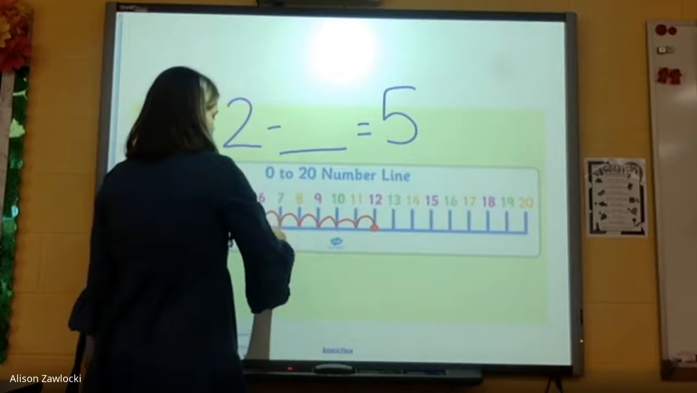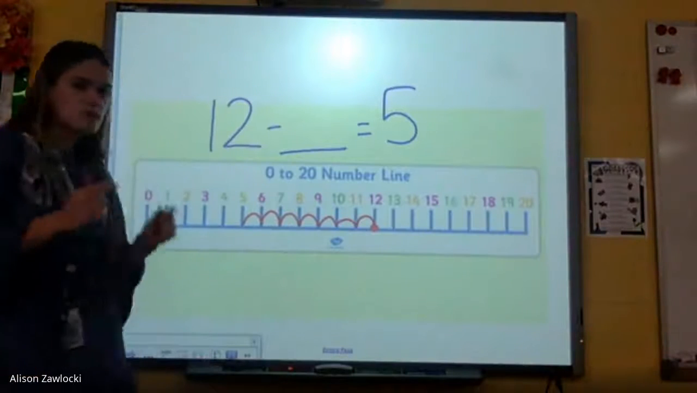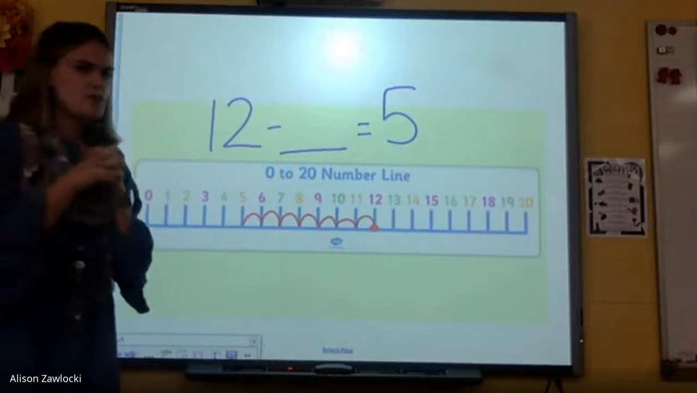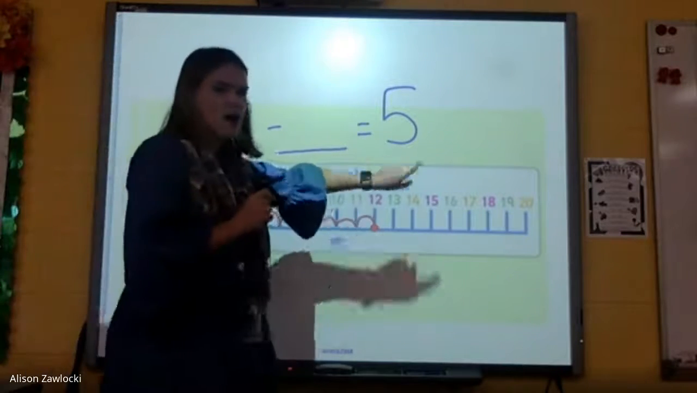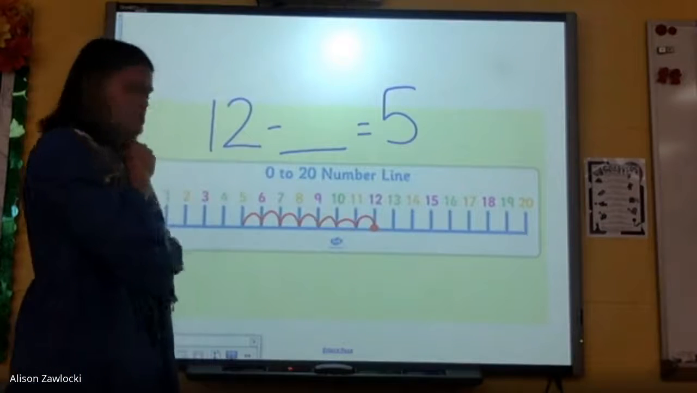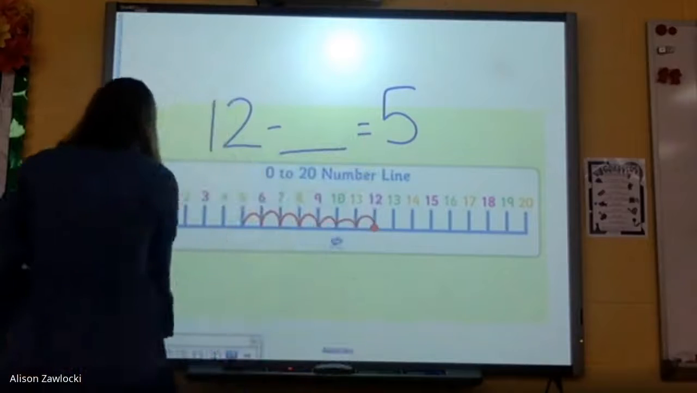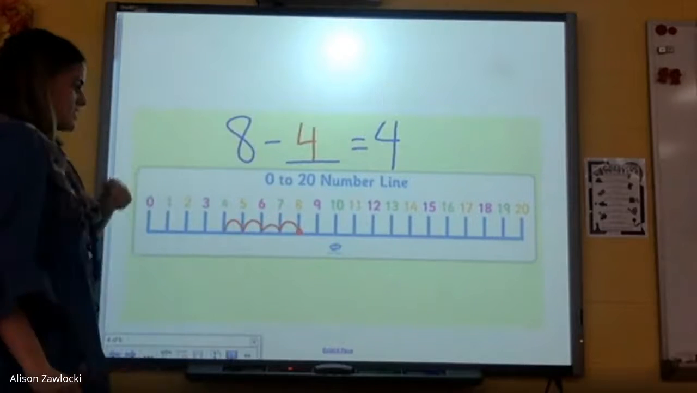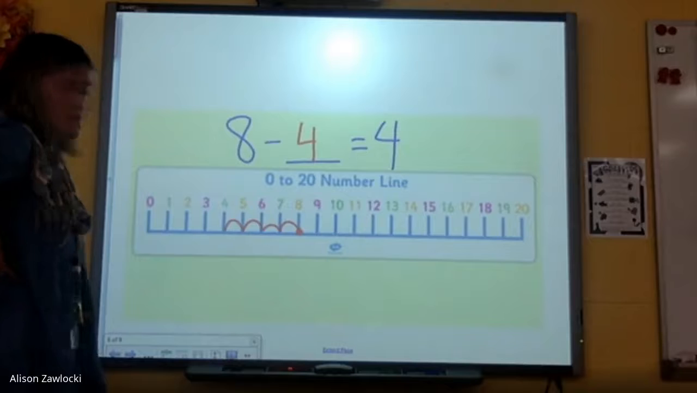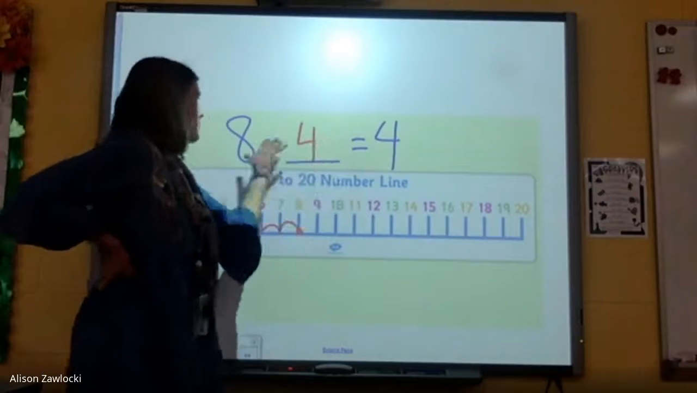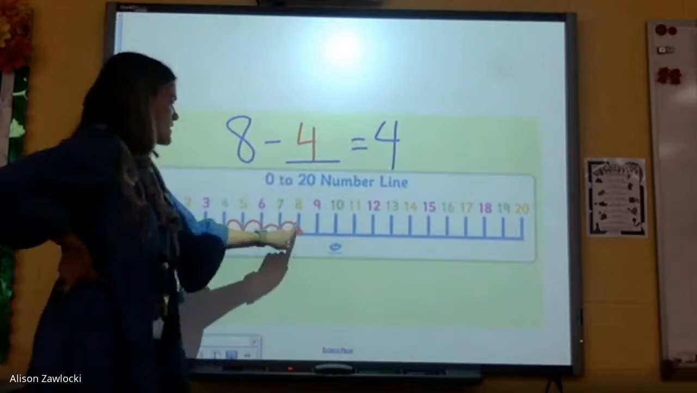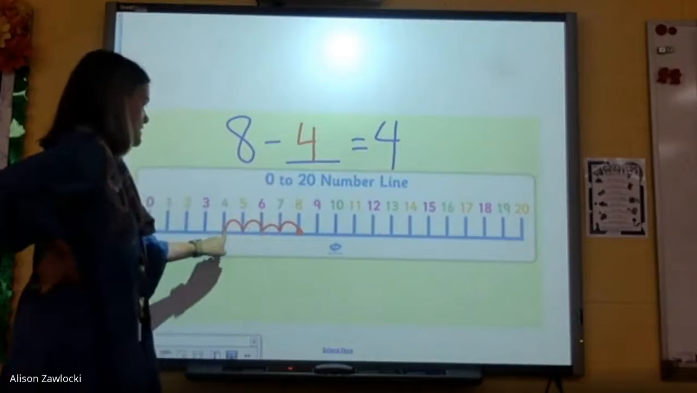Oh, I just made a mistake. Ms. Z just made a mistake in explaining. We do not make 5 hops backwards, do we? We do hops until we get to this number. This is our stopping point, right? This just happened to be a double. 4 and 4 make 8, right? So we did do 4 hops backwards and it got us to our stopping point.